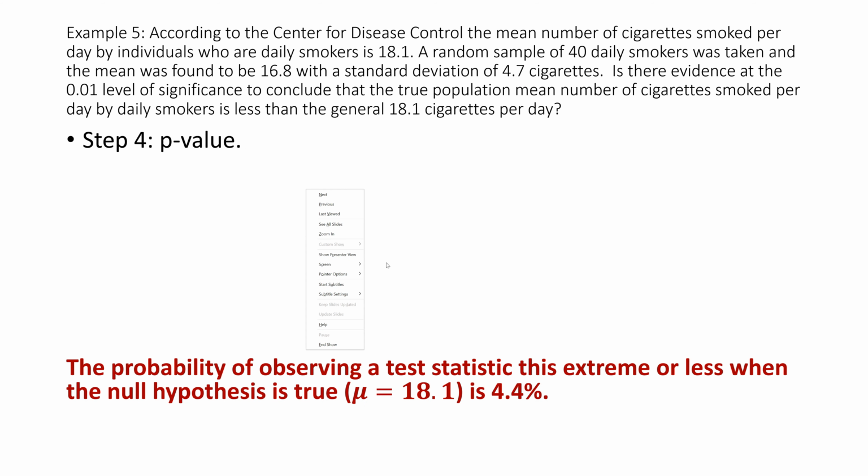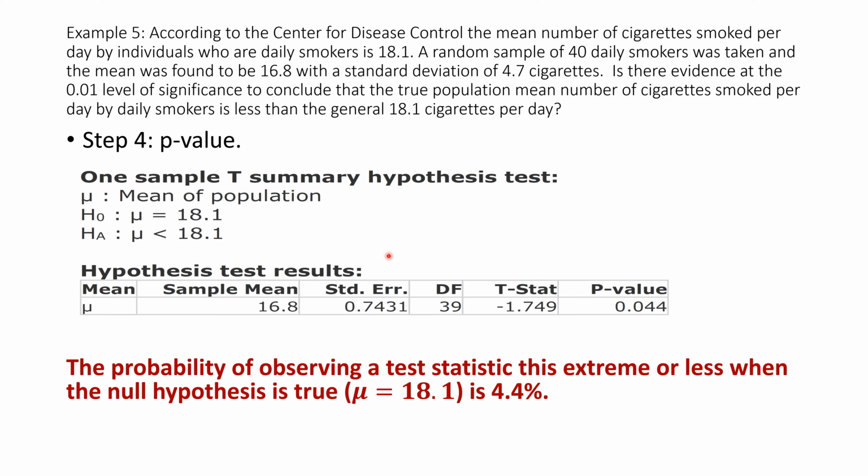Step 4. Calculate p-value. In this example, we will use StatCrunch to calculate the p-value. And here is the StatCrunch output. The probability of observing a test statistic this extreme or less when the null hypothesis is true is 4.4%.